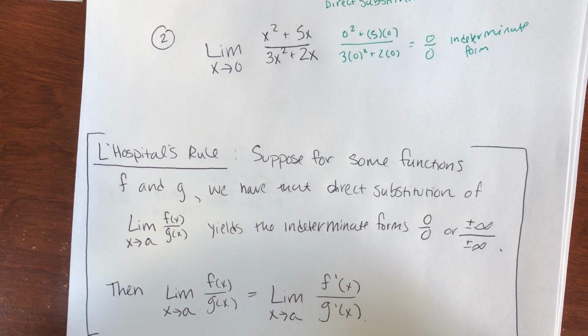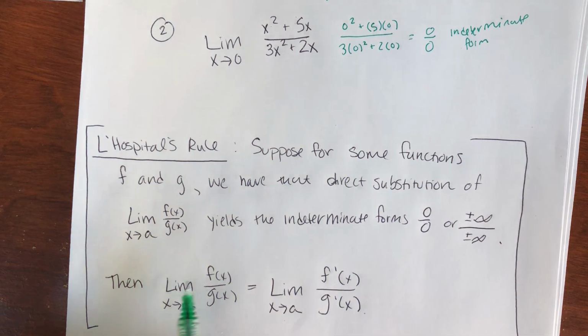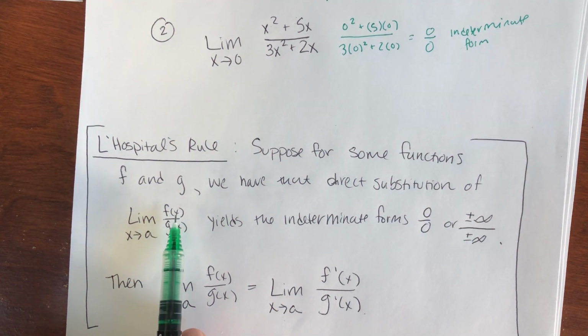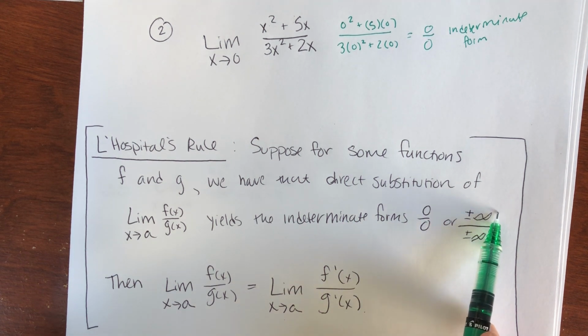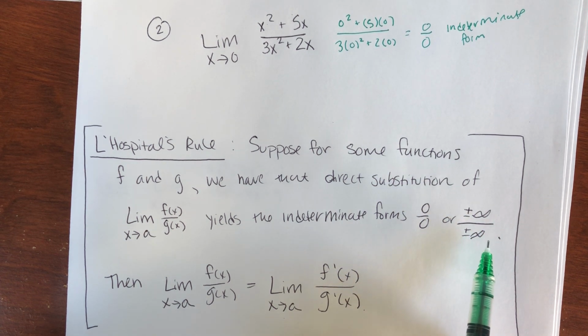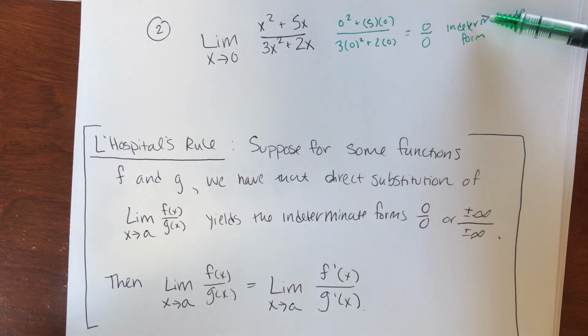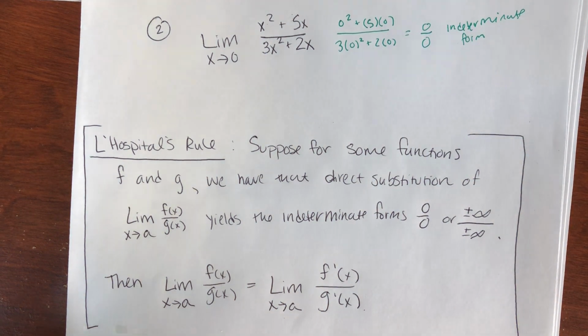So L'Hôpital's rule says that if we suppose that for some functions f and g, direct substitution of the limit as x goes to some value a of f of x over g of x gives you an indeterminate form 0 over 0, or if it gives you an indeterminate form of some infinity over another infinity, either both positive, both negative, or one of each. In other words, if we're in a situation like this up above, or if direct substitution gives you infinity on the top and the bottom, then L'Hôpital's rule tells us that the limit as x goes to a of f over g is actually going to be equal to the limit as x goes to a of f prime over g prime.